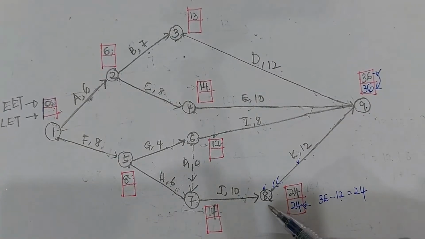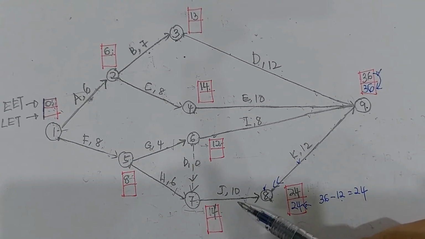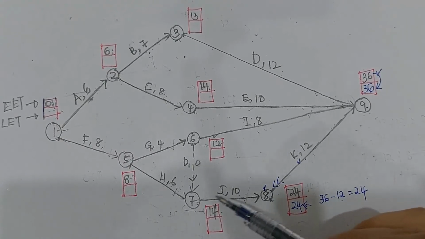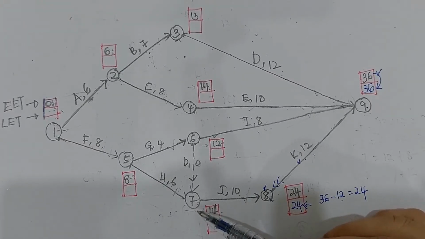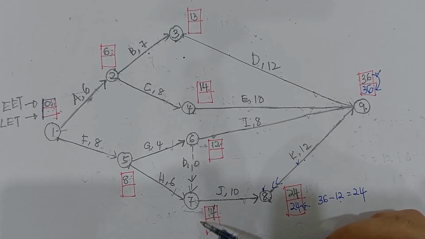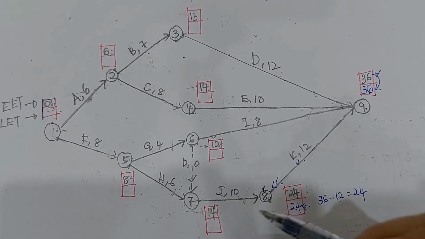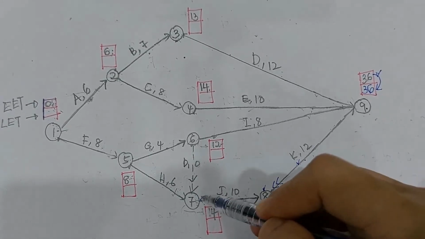From event number 8, we go to event number 7. Search for the activity pointing at event number 7 backward. The clue is always to search for the line that has no arrow. So this is the only one, activity J. This one.